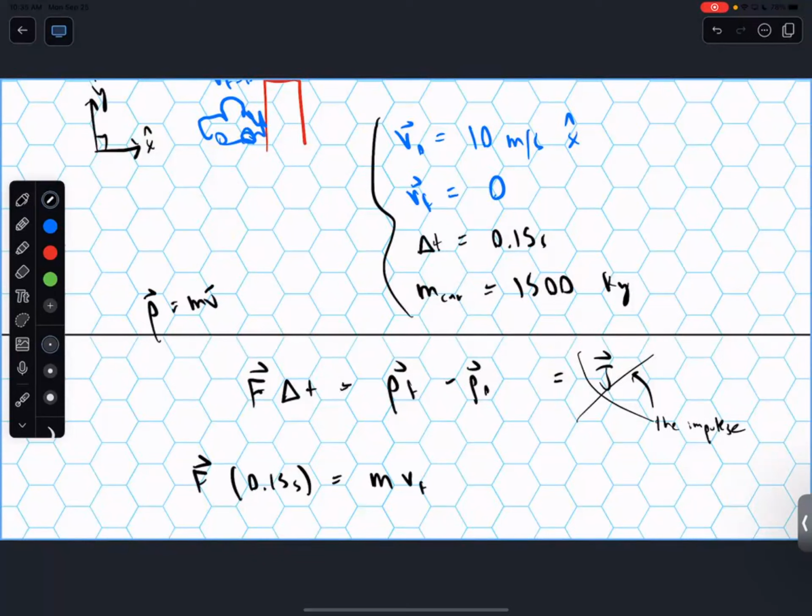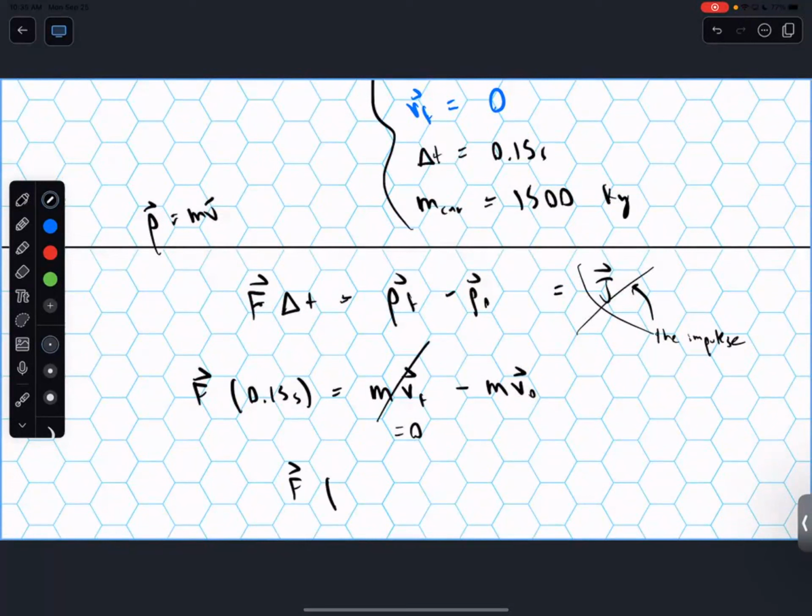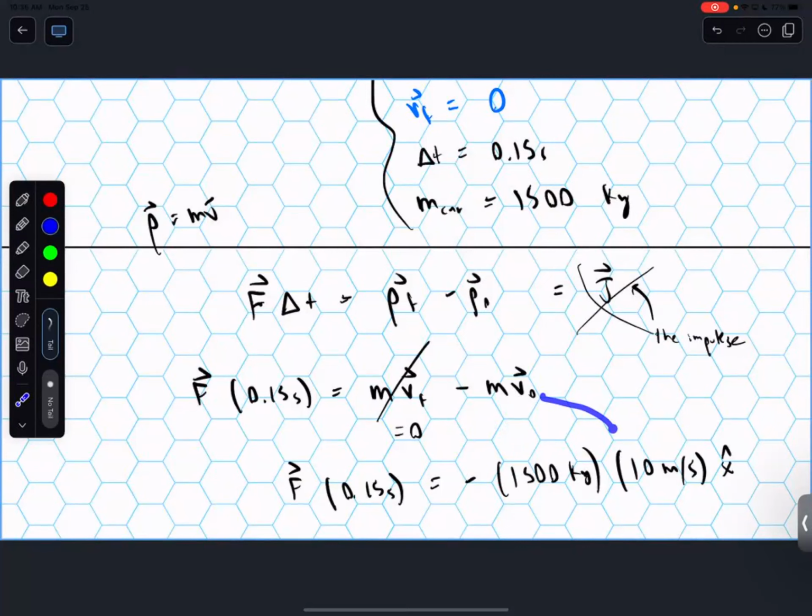So I'm going to rewrite that as the force, which I don't know, times the amount of time the force acts, 0.15 seconds, equals, I pick up a negative sign, the mass of the car, which I think I said was 1,500 kilograms. That's just me taking this down. And then I said that the velocity was 10 meters per second, with a little x hat there, keeping track of the direction of my velocity. That's just me taking this and putting it down there.